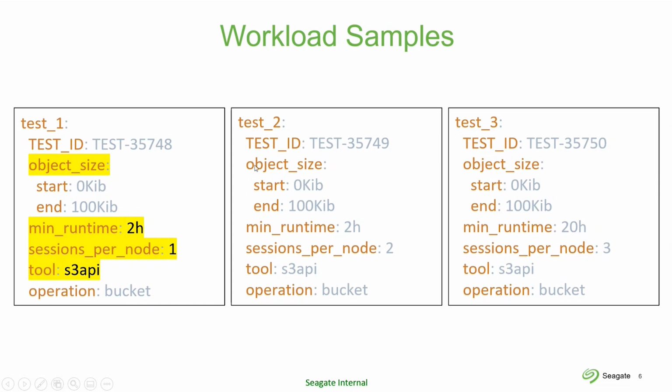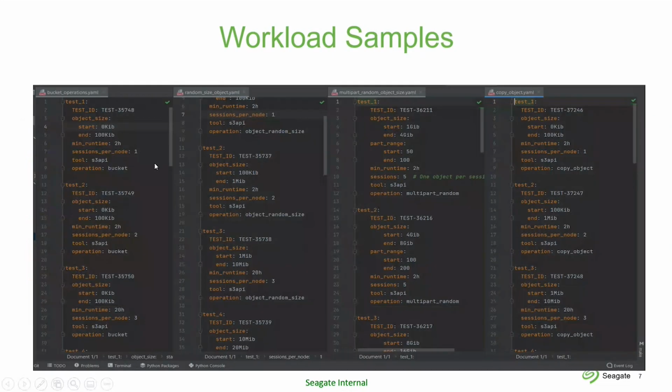Now let's see the samples for other areas. I showed you bucket; let's see the other areas. These are real YAML files. You can see bucket operations, random size object operations, multi-part operations, and copy object operations. So these are the test cases. Mostly the parameters are the same: test ID is everywhere, and object size range is everywhere. For multi-part, there is a difference, so we can have add-on parameters.